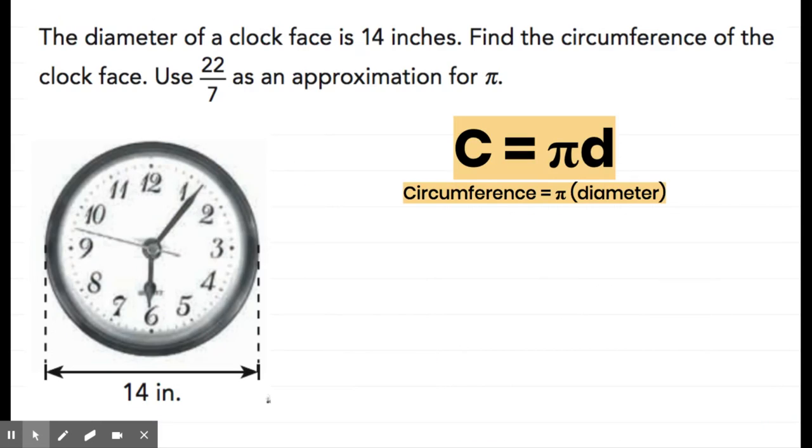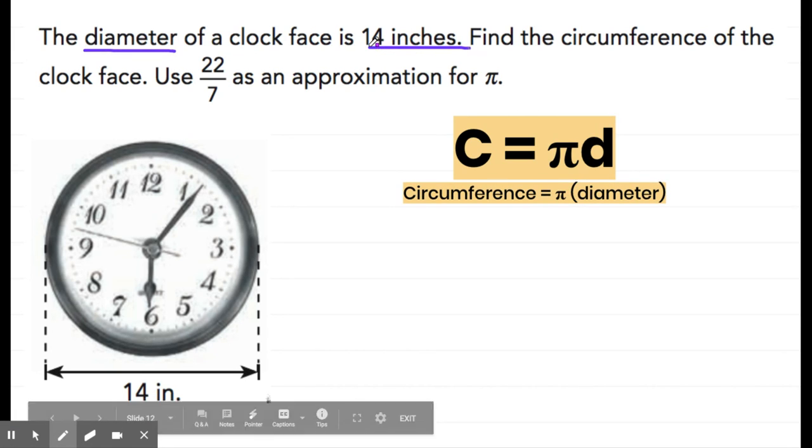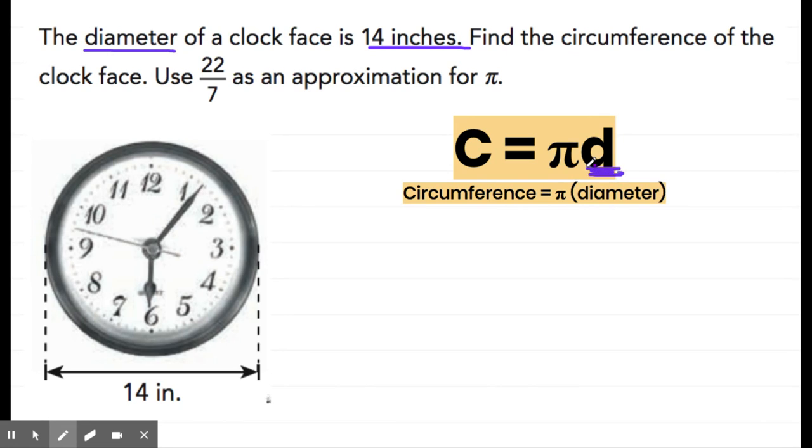So let's look at the example. It's basically really simple. All you have to do is replace the value into the formula. So this question says the diameter of a clock face is 14 inches. So it has given us the diameter. Hence, I chose to use the formula with the diameter in the formula. Find the circumference of the clock face. Use 22/7 as an approximation for pi.